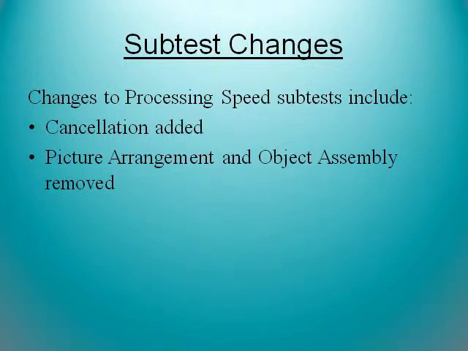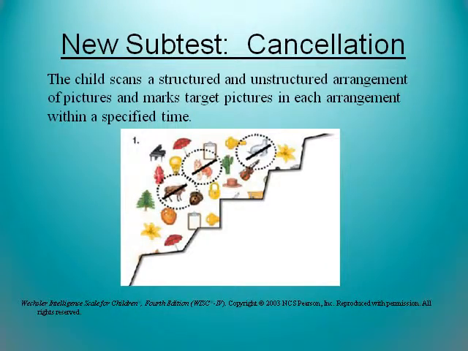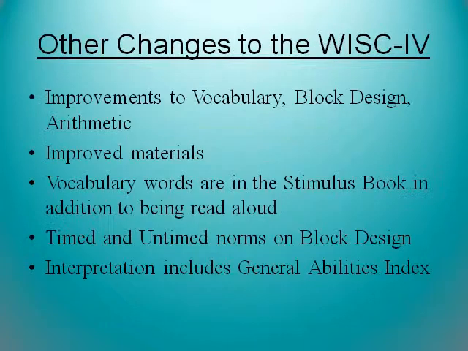All right, so subtest changes. We already talked about some of that. Cancellation subtest looks like this, and the child is scanning the unstructured and structured arrangements of the pictures and marks the target pictures. So in this case, you can see they marked through all of the animals.